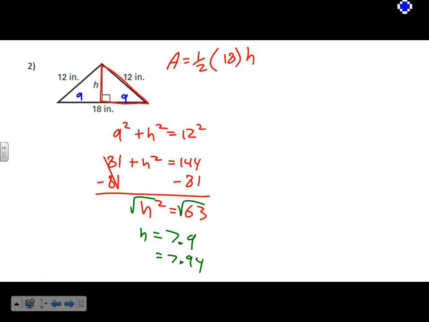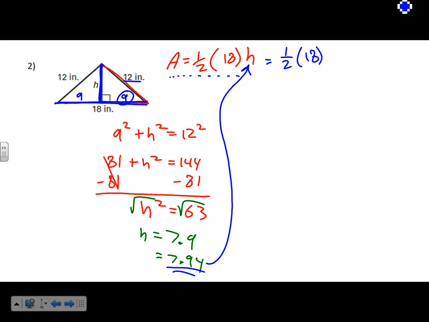You're not going to get the exact same answer because it did have the exact same height, and this 9 was the same and the 12 was the same. But you have to realize now, when we're going back to this part of the formula, now we're using that whole base again, because the only reason we used 9 was to find our height. Now that we have found our height, our base is 18, our height is 7.94. That's one of the reasons I like to set up the formula first. That's 1/2 times 18 times 7.94.